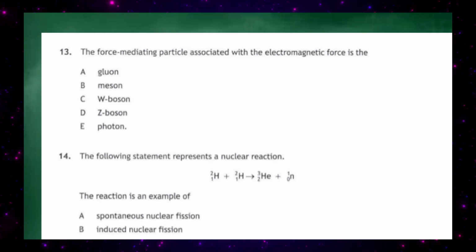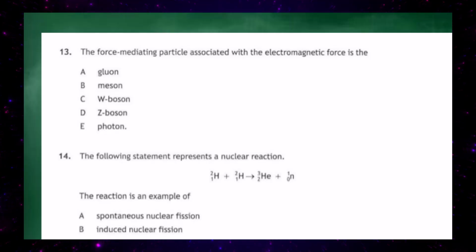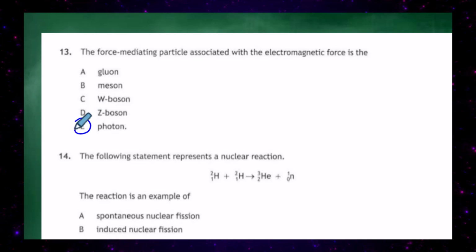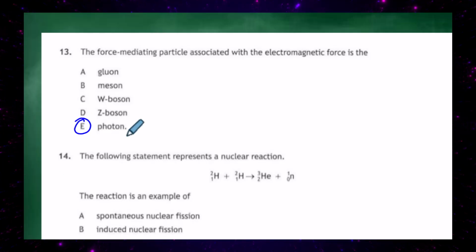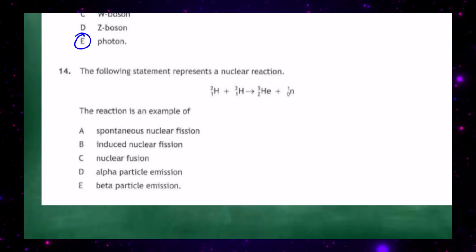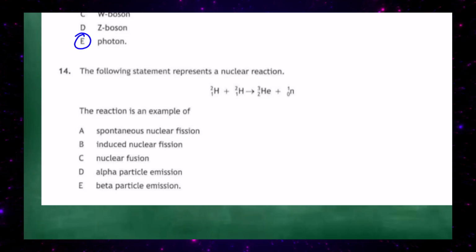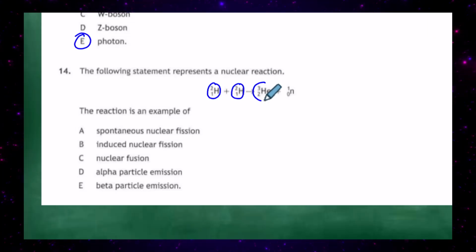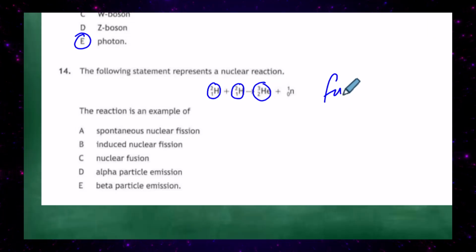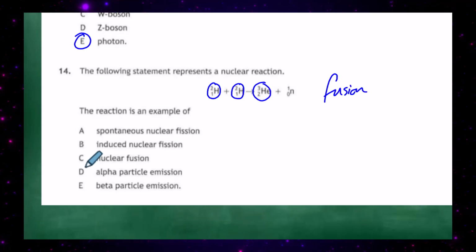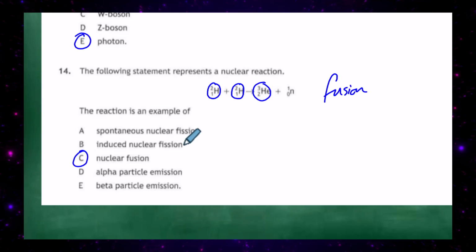The next two questions are basically your physics knowledge. Question 13 says the force mediating particle associated with the electromagnetic force is, of course, the photon. So the answer for question 13 is E. If we come down the page to question 14, it says the following statement represents a nuclear reaction. And the reaction is an example of, well, we can see you've got 2 smaller nuclei here, and the 2 smaller nuclei come in to give you a bigger nucleus. So this is a case of fusion happening here. It's nuclear fusion, and if we look down the list, we're going to get an answer of C for that. So just 2 questions based on your basic physics knowledge.